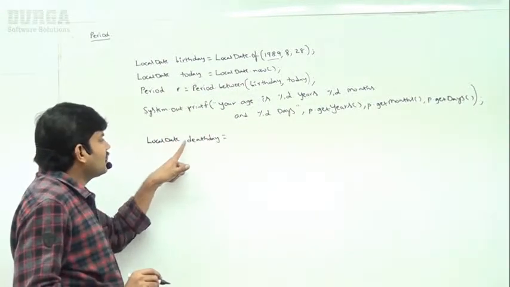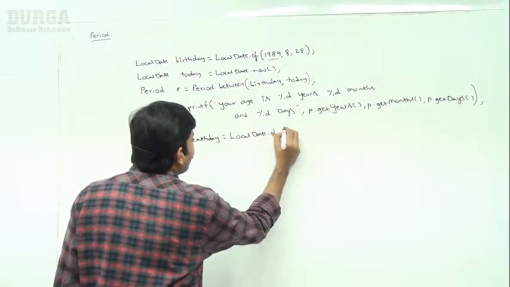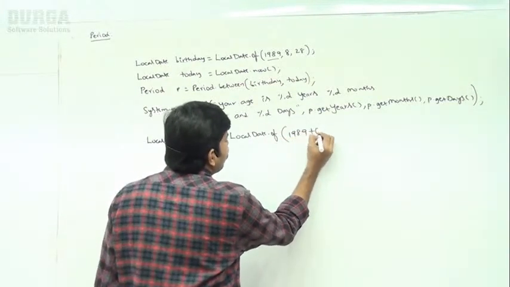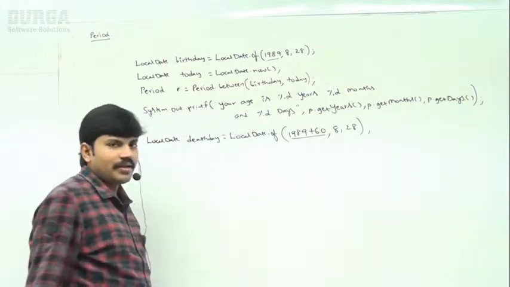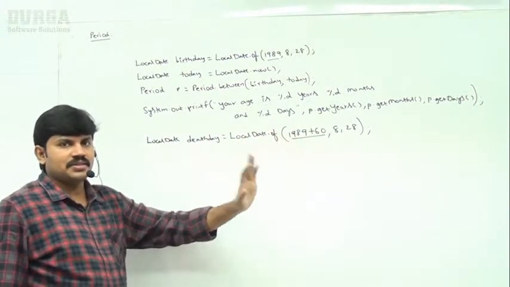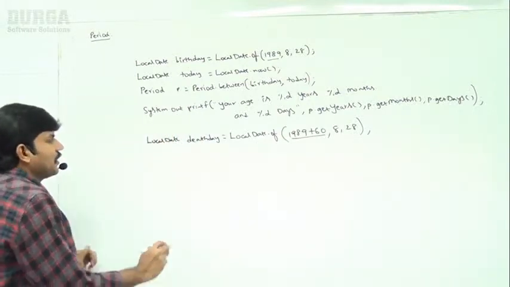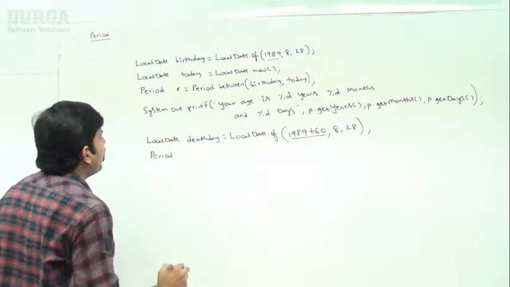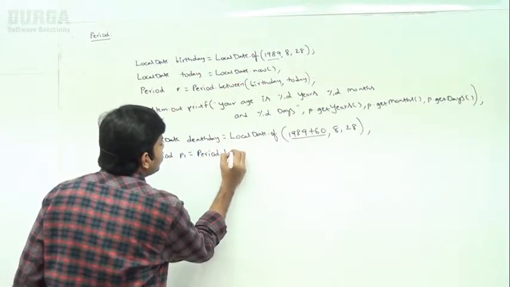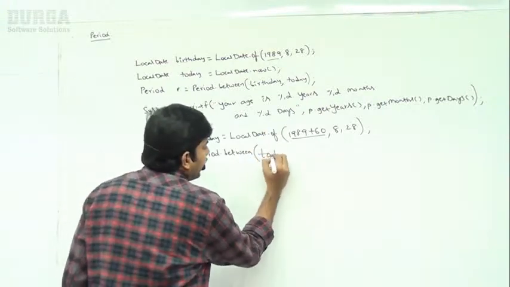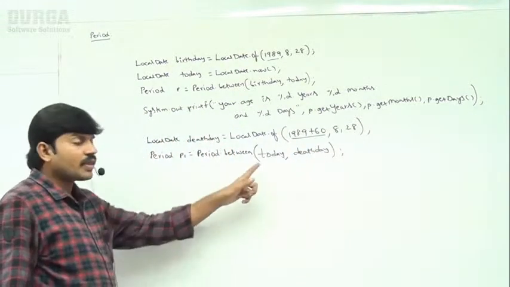Now what I will do: LocalDate deathDay is equal to LocalDate.of(1989 plus 60, this is the year value, comma 8, 28). Okay, death date already decided. This is 60 years, if everything goes fine; there is no guarantee for this also. Remember that. Now I'm taking Period P1 is equal to Period.between, today to death day. Remember this one, today to death day.